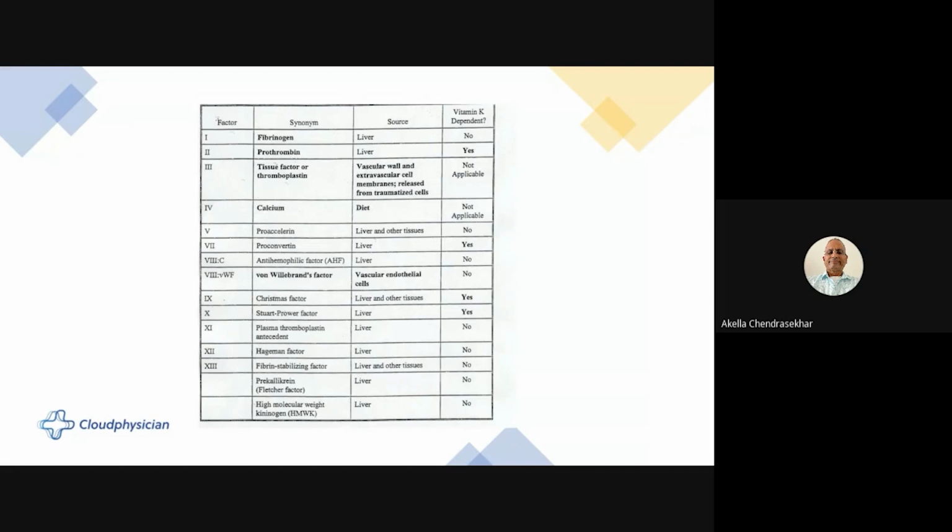By the way, going back now, let's look at vitamin K dependence. Right, 2, 7, 9, 10, protein C, protein S.